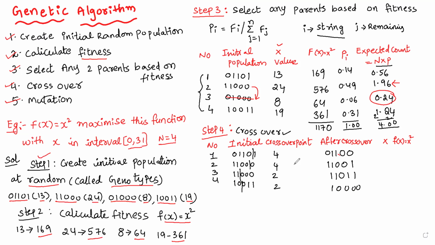Okay. So these are called after crossover. So actually, how did we get this value? Please observe on the screen, all of you. When I say 0 1 1 0 1, the second one is 1 1 0 0. So here also a crossover point is there, and for this, the answer is 0 1 1 0.